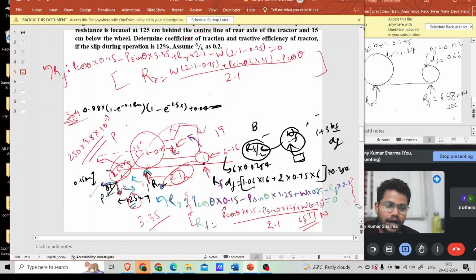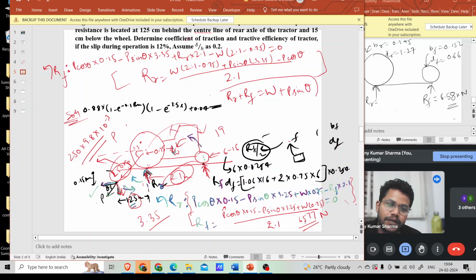We can have an equation for RF, and that will be RR plus RF. This RR and RF is balancing the weight, not only the weight but also this P sin theta. I am giving you a shortcut.